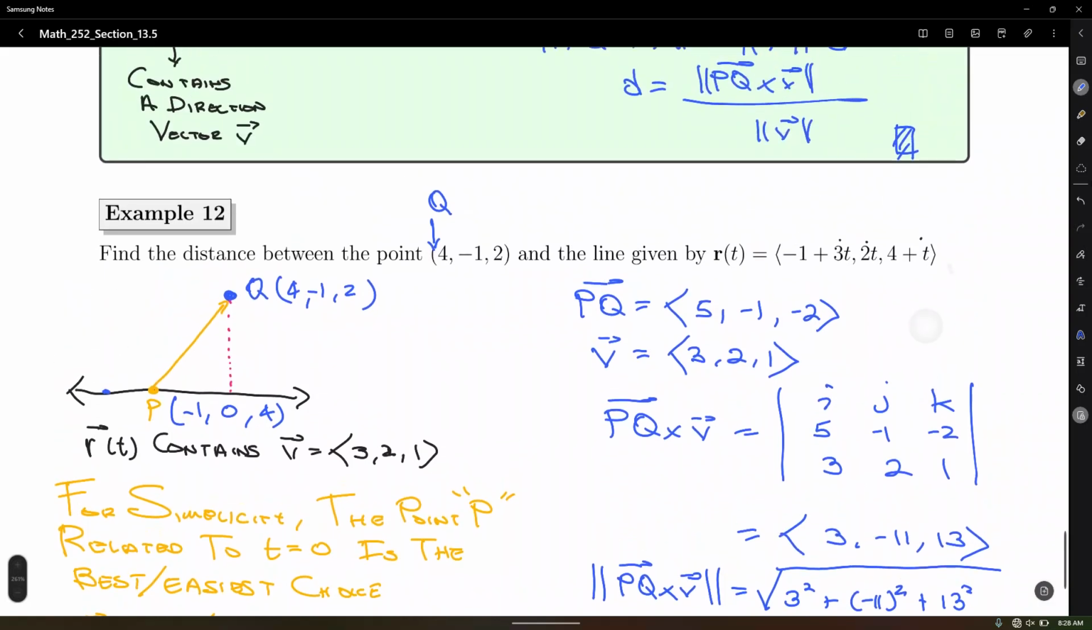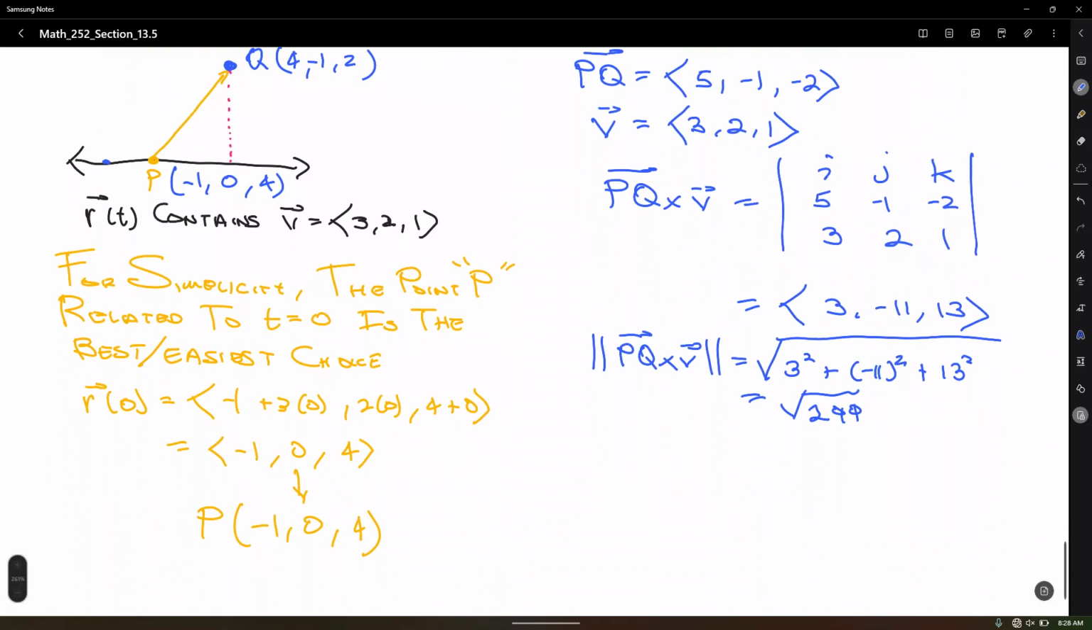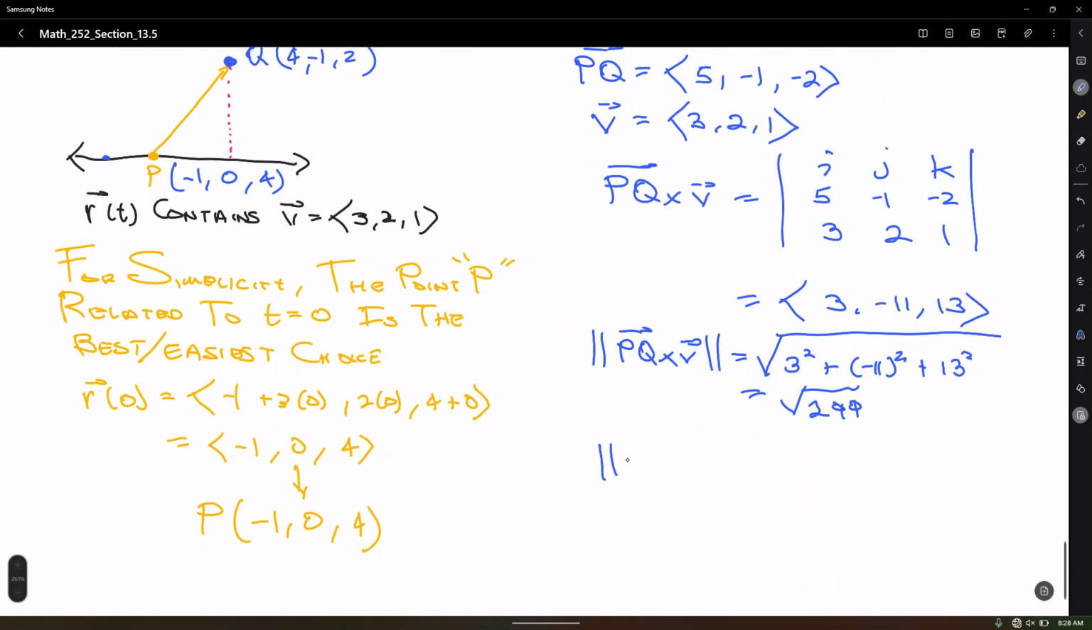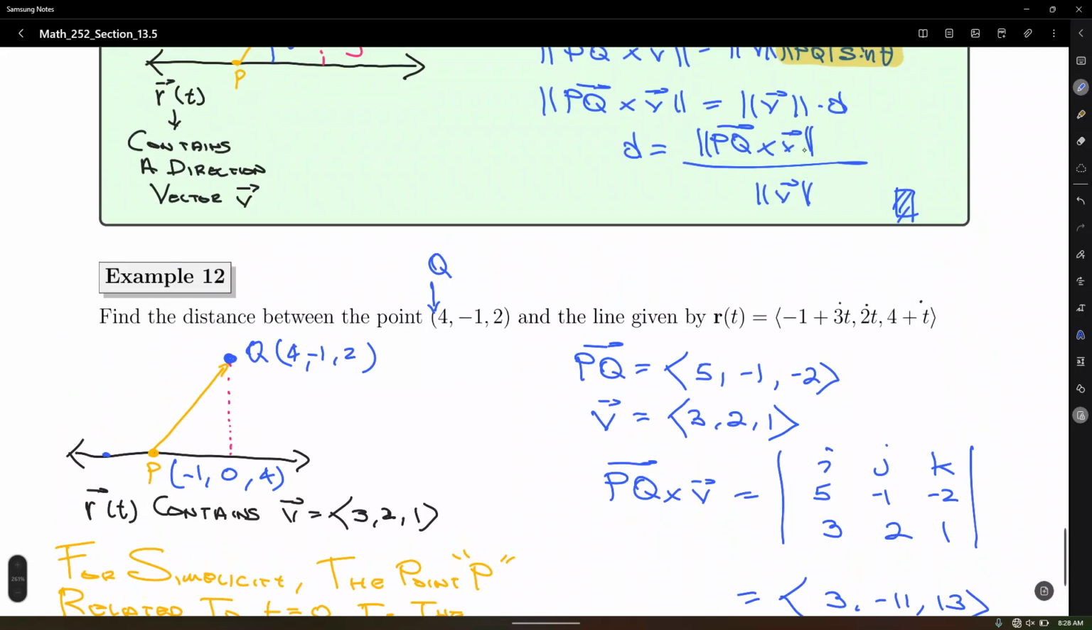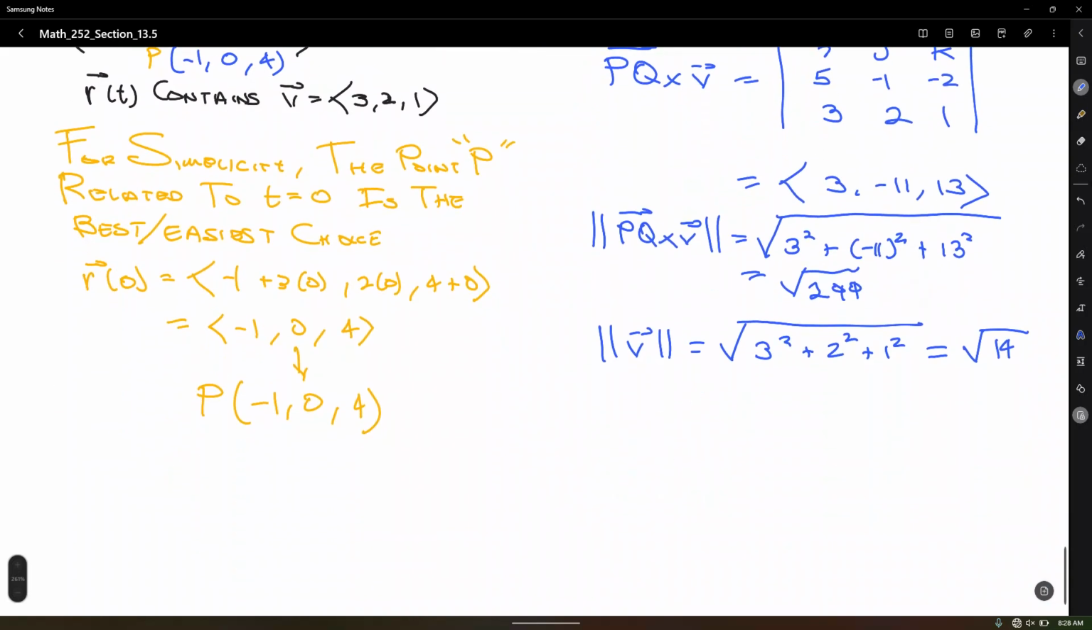What else do we need? The denominator for the formula calls for the magnitude of the direction vector of the line. That is, the magnitude of v. That's the square root of 3 squared plus 2 squared plus 1 squared, which is going to give us the square root of 14. And in this case, notice this formula, unlike the formula for the distance between a point and a plane or two planes, does not call for an absolute value, because the formula is made by two magnitudes, and all magnitudes are always positive, right? So we're ready.